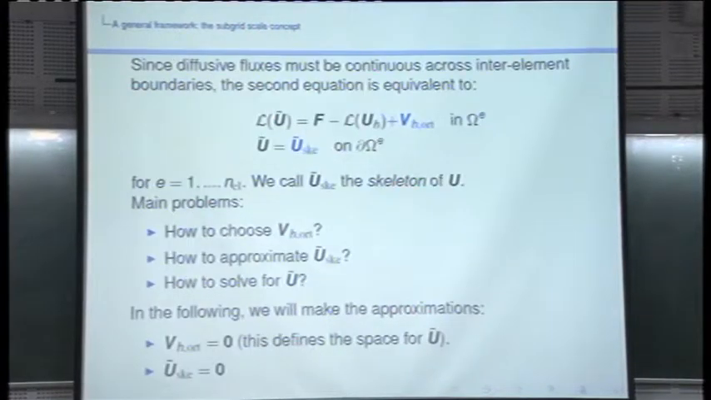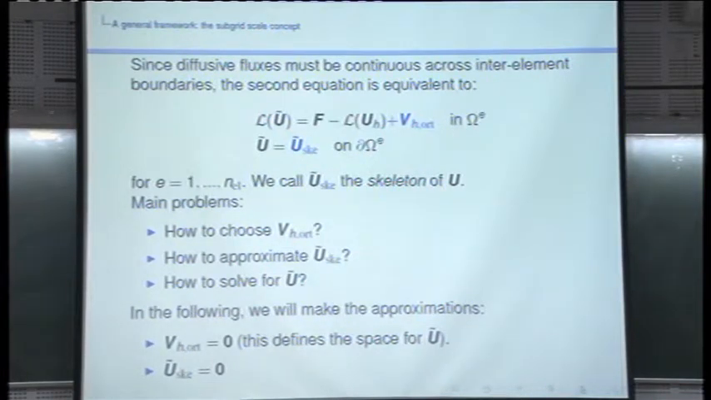And then that's the problem that we have to solve for the subscales, and then we do additional approximations. That is in fact the first approximation. So first we define somehow this space for the subgrid scales, and then we take the subgrid scales equal to 0 on the element boundaries. That's the first approximation. In fact, that can be relaxed, as I said before.